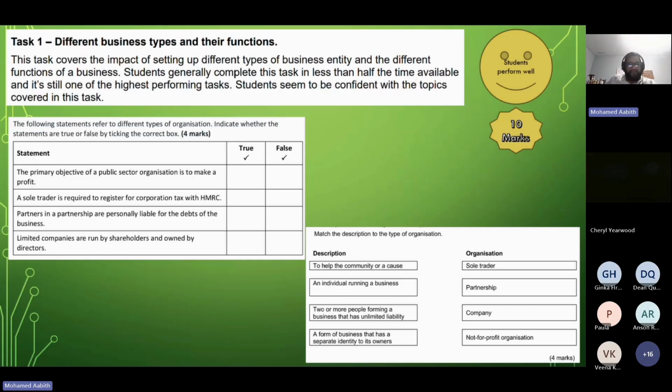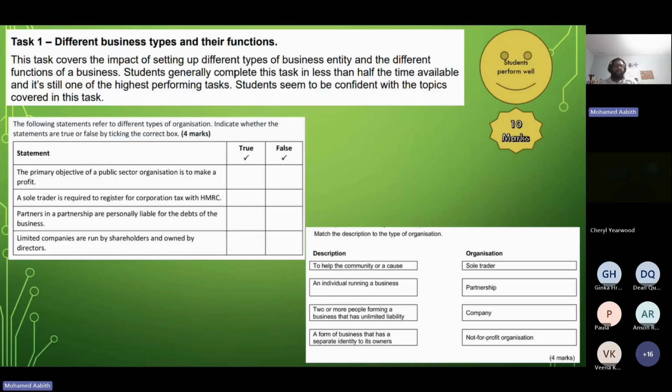The following statements refer to different types of organizations. Indicate whether the statements are true or false by ticking the correct box.